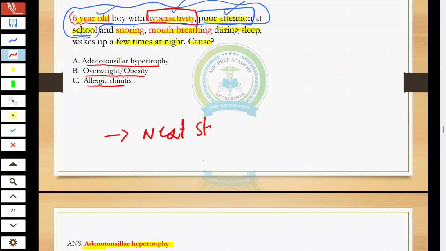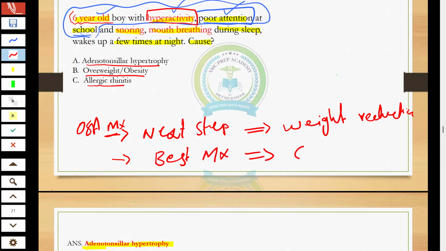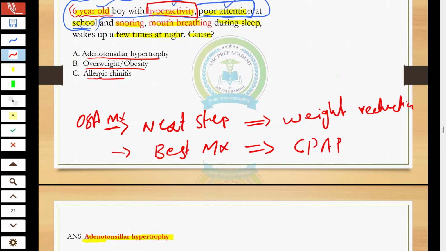Next step, OSA management: next step is weight reduction. And best management is CPAP. Okay, move to next. So these are the overall conclusion from the guideline.